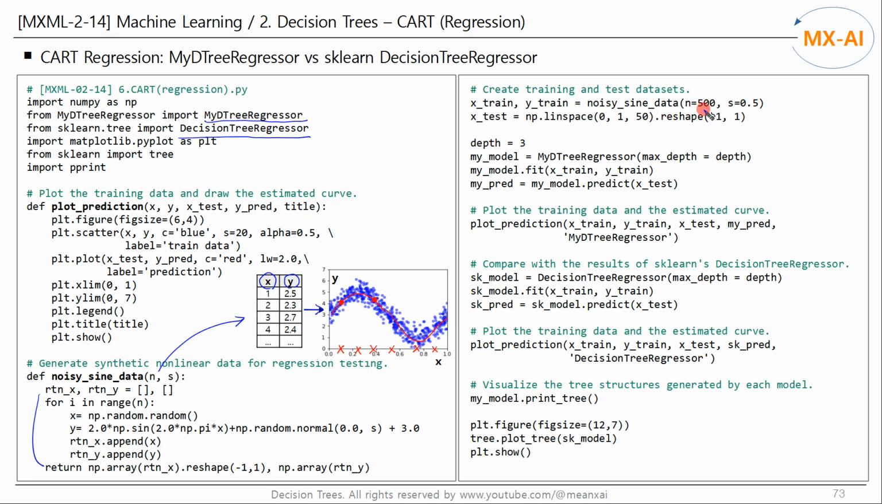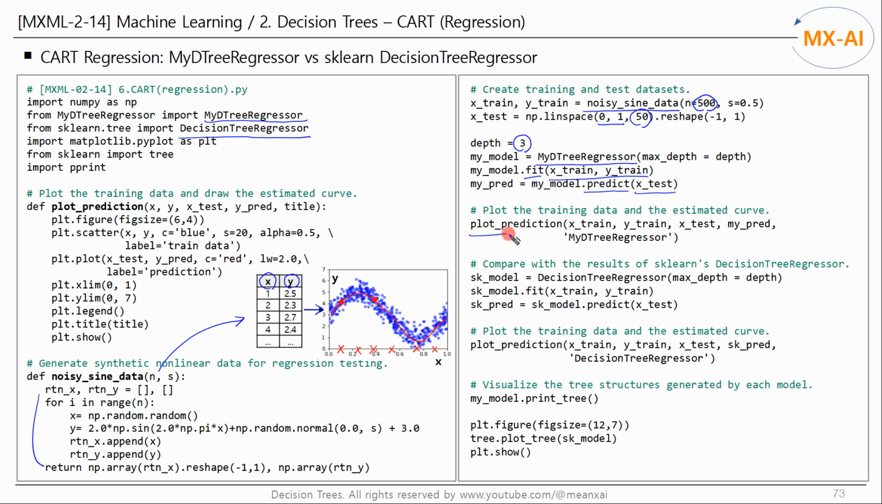We generate 500 training samples using the noisy sine data function. Then, we generate 50 test samples with evenly spaced x values between 0 and 1. The maximum tree depth is set to 3. Next, we create an instance of MyDTreeRegressor. We fit the model to the training data, and then use the predict function to estimate target values for the test data.